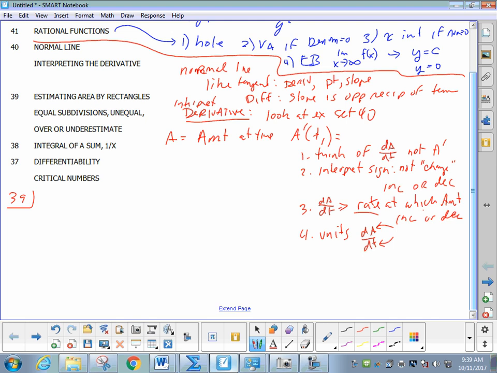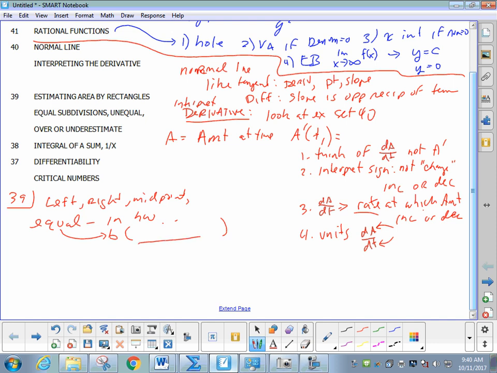Estimating area by rectangles. Now this is finite rectangles, not the infinite rectangles we've been doing lately. It's just finite. Equal subdivisions seem to be doing okay. I expect you to be able to do left, right, and midpoint. Upper and lower, we'll eventually get back to those, but left, right, and midpoint right now are the stars of the show. Equal subdivisions have been in the homework, and for the most part they've been going pretty well. Please make sure that if they're equal subdivisions, you can factor out the base, because all the bases are equal. That's a common factor.